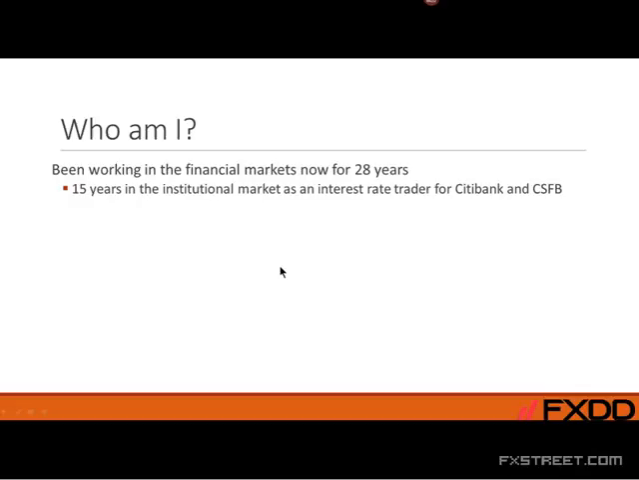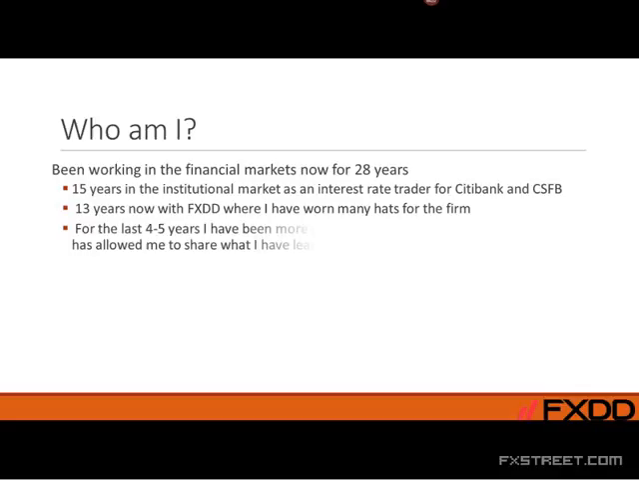Now, for the last 13 years, I've been with FXDD, and I've worn many hats for the firm. I've been with the firm since day one. At the beginning, I was doing everything from account documents to designing. I even did the first web page, and then helped them manage the risk within the firm, the price feeds, the relationships with banks, and the liquidity providers. And over the last 4 or 5 years, I've been more involved with being a trading mentor.